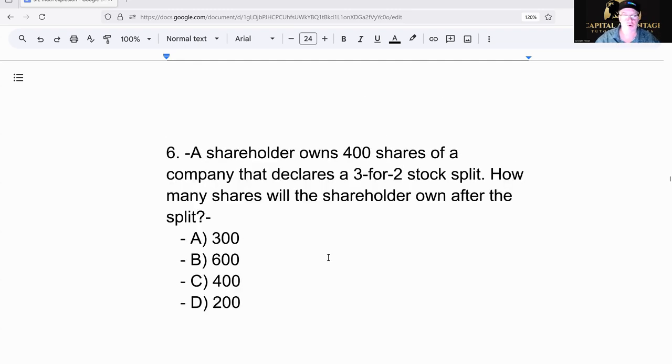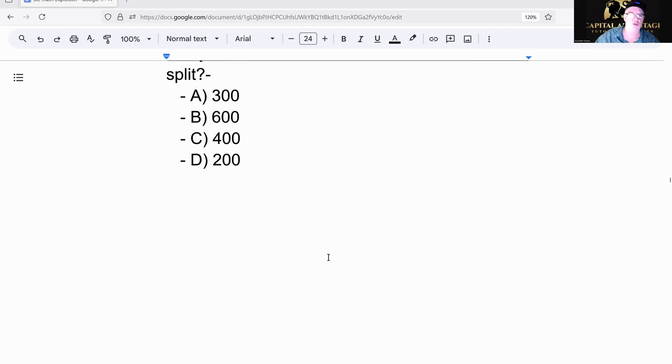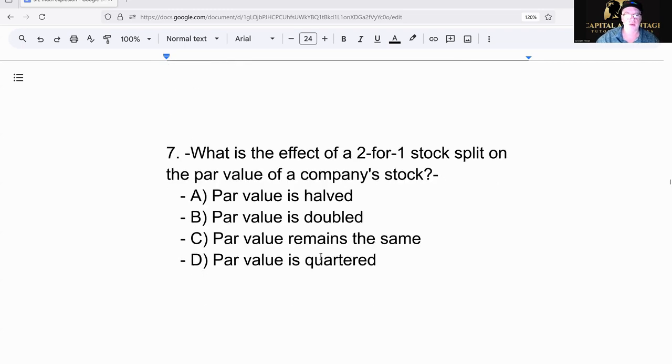A shareholder owns 400 shares of a company that declares a 3-for-2 split. How many shares will the shareholder own? I'm going to do 3 divided by 2, gives me 1.5 times the shares, 400, 600 shares. Onward and upward. The splits should be easy. You should wish the entire test was splits.